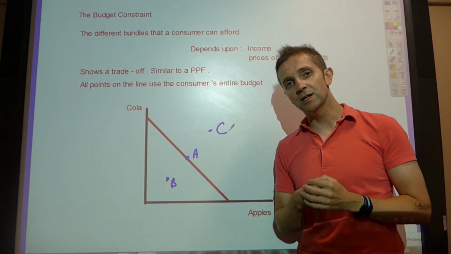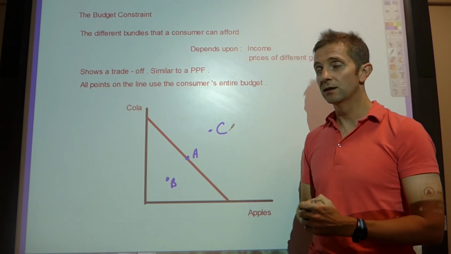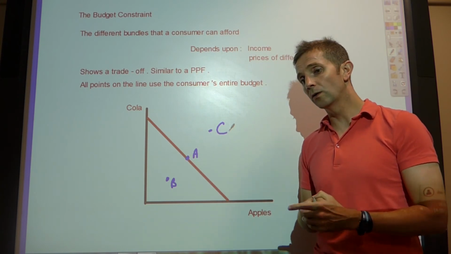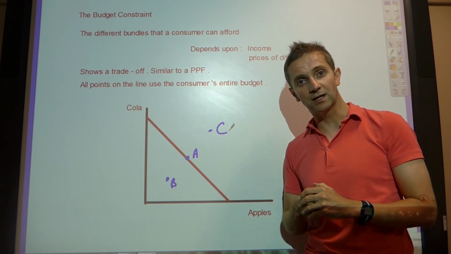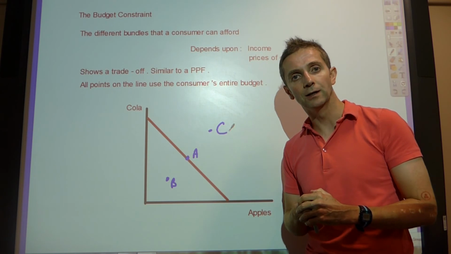So that, ladies and gentlemen, very simply is the budget constraint, or as it's referred to in the OCR A2 textbook, the budget line.